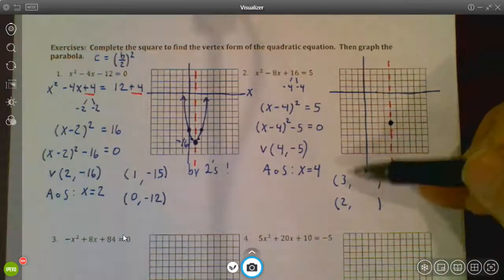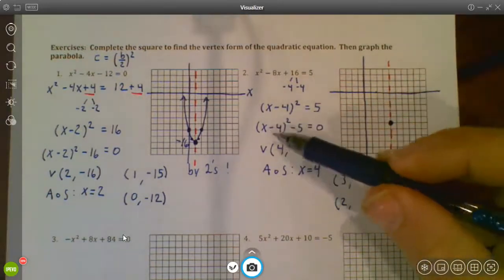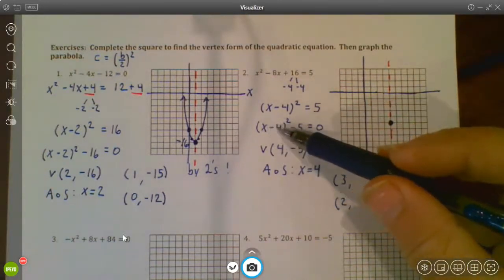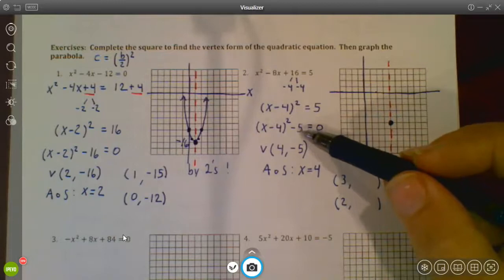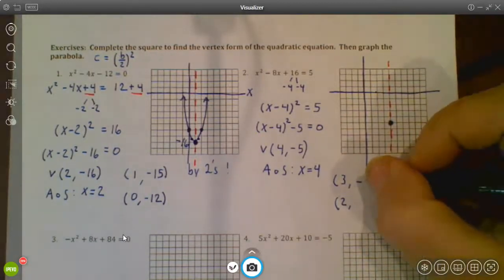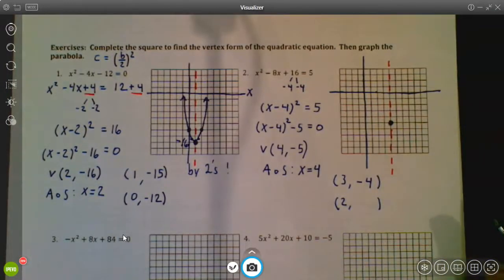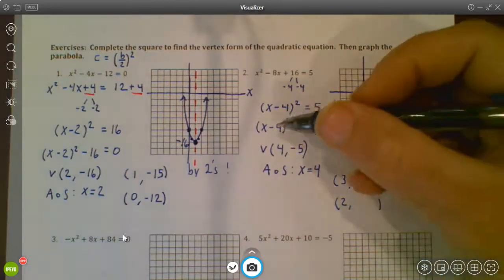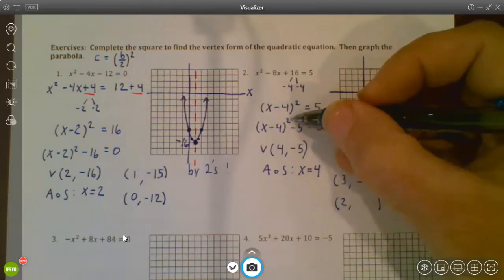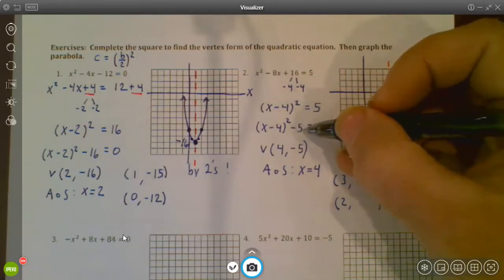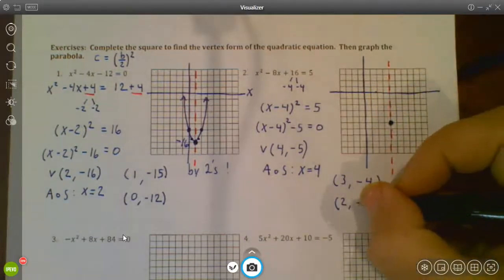So if I plug my 3 back into this equation, I know 3 minus 4 is negative 1. Negative 1 squared is positive 1. Positive 1 minus 5 is negative 4. Let's put a 2 in there. 2 minus 4 is negative 2. Negative 2 squared is 4. Minus 5 is negative 1.